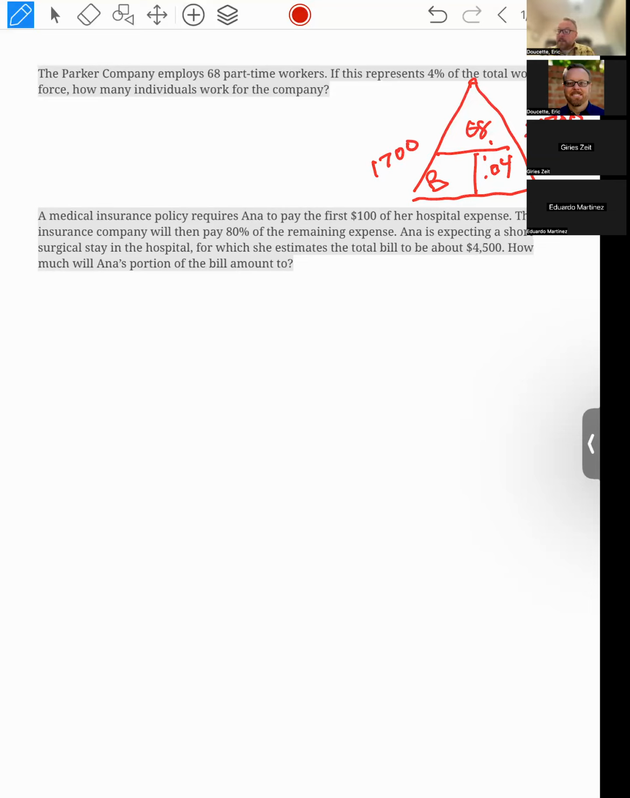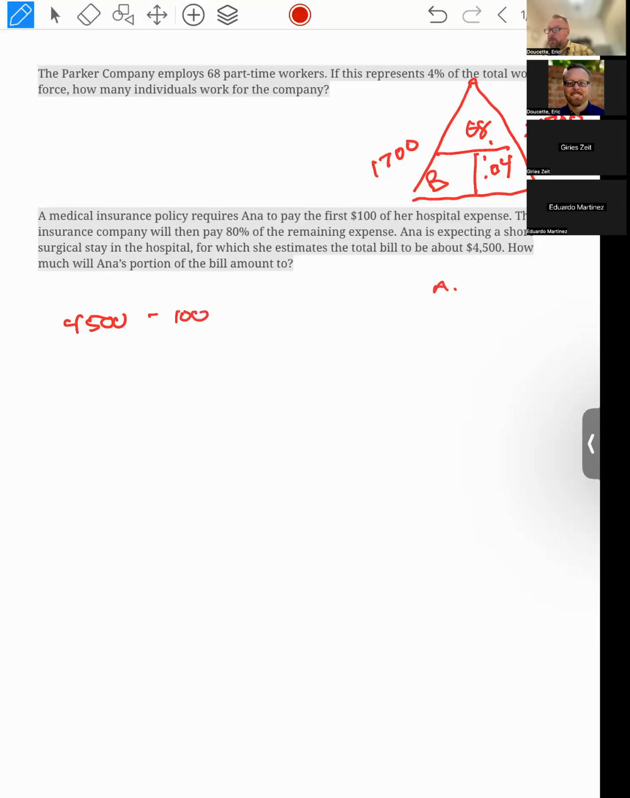All right. Next one, a medical insurance policy requires Anna to pay the first $100 of her hospital expense. The insurance company will then pay 80% of the remaining expense. Anna's expected a short surgical stay in the hospital, which is estimated the total bill to be about $4,500. How much will Anna's portion of the bill amount to? Okay, so they're saying it's $4,500 that she's going to have, and she's going to automatically have to pay the first 100, right?